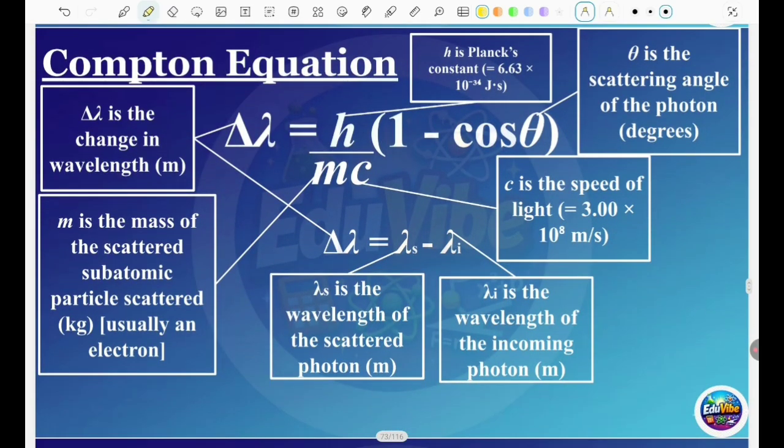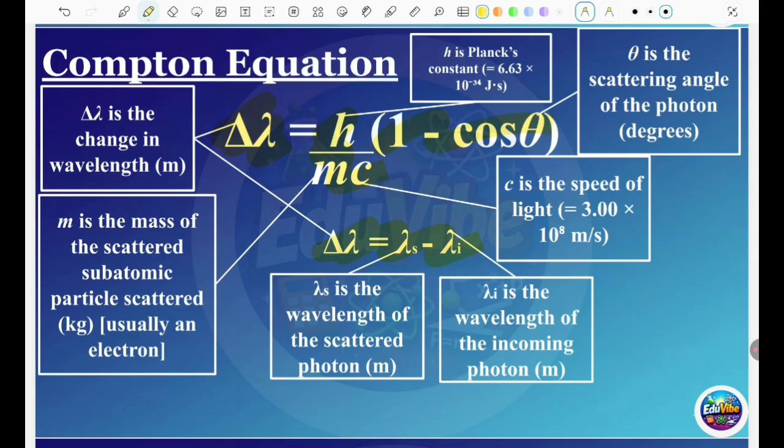Next, we do the quantum equation. The quantum equation is in your formula sheet, but this thing is not. When we're doing the scattered photon wavelength minus the incoming photon wavelength, in this formula you have to know that the delta wavelength is equal to h upon mc times 1 minus cos theta. All things are labeled in that. You can take a screenshot if you want.